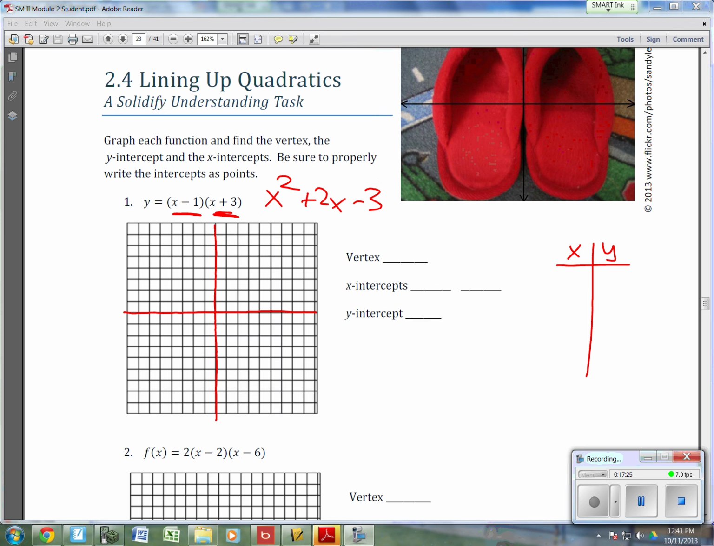So I can get the two x-intercepts from there, the y-intercept from there. The problem is I can't get the vertex from this. I would need to put it in vertex form. Do you guys think you know enough to put it in vertex form?